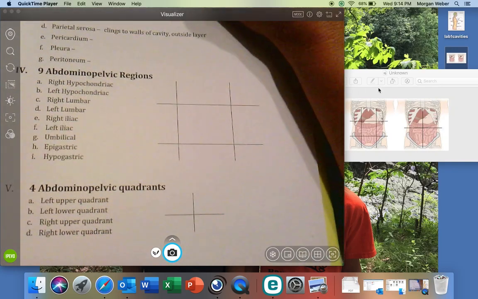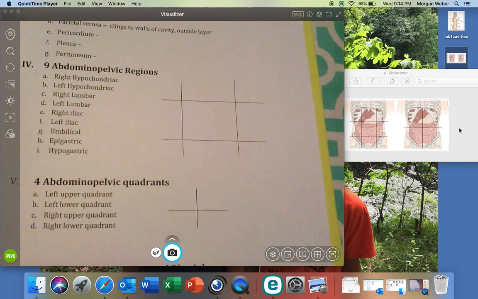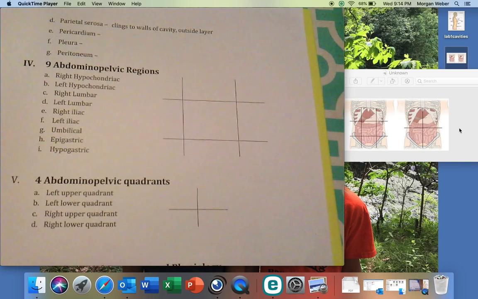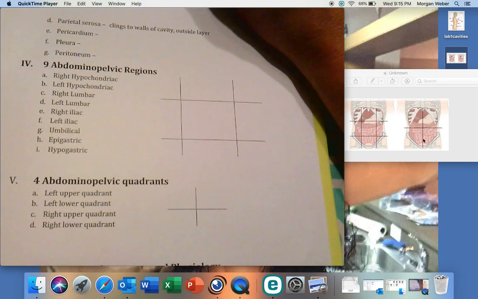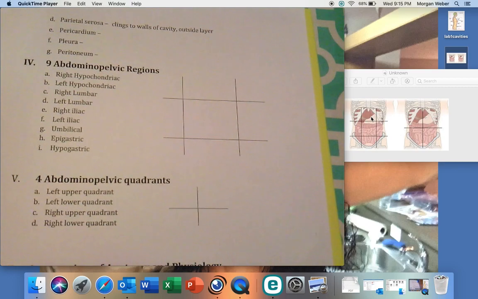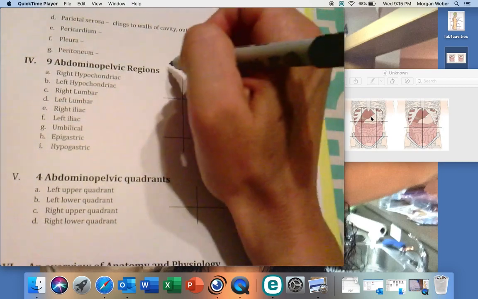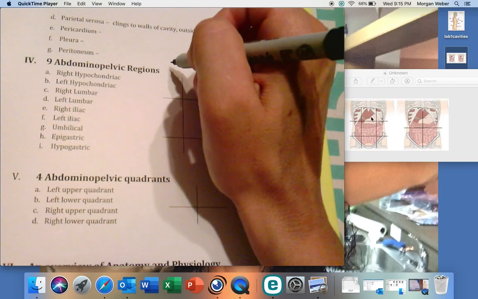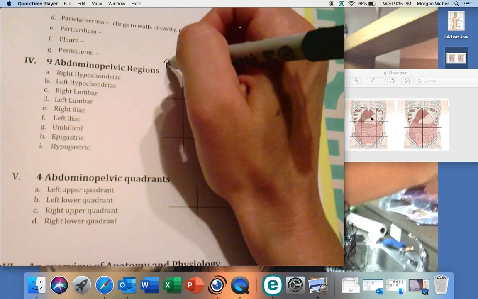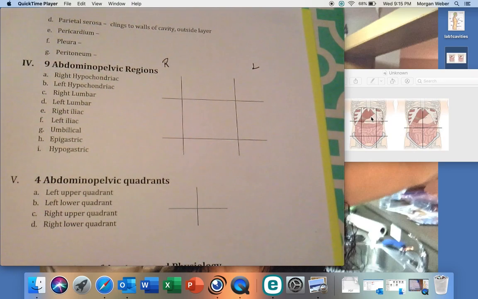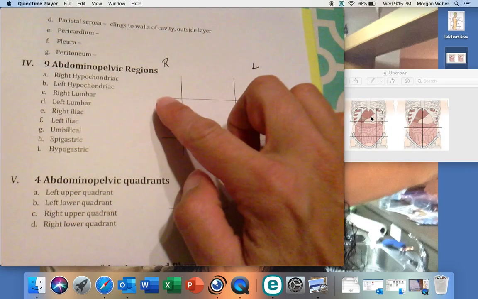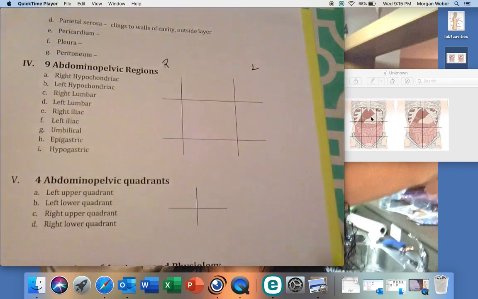All right, so we are going to start with our 9 abdominal pelvic regions. Now, here's my picture. So you see that picture of those regions. So when we talk about this, the big thing is you can see that I am looking at someone's chest area. So first thing that we do before we write anything else is we do left and rights. Now, if you're looking at someone, remember that it's going to be the opposite. If you don't do that, it will be an automatic -6. So make sure you label the right and the left.